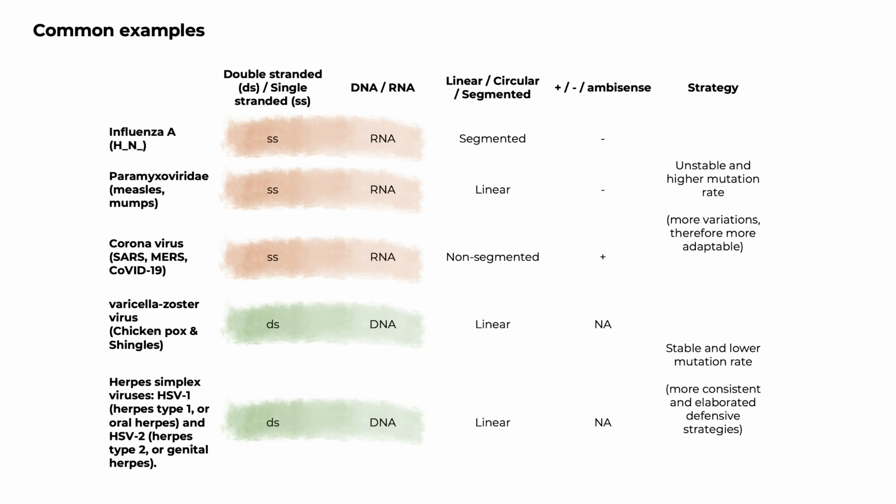As for the double-stranded DNA approach, we can recall that double-stranded genetic materials as well as DNA are more stable and has a lower rate of mutation. This allows the virus to have a more consistent approach because their genetic materials are not changing as much. And also in most cases, these viruses usually have an elaborated defensive strategy which is already tested through time.